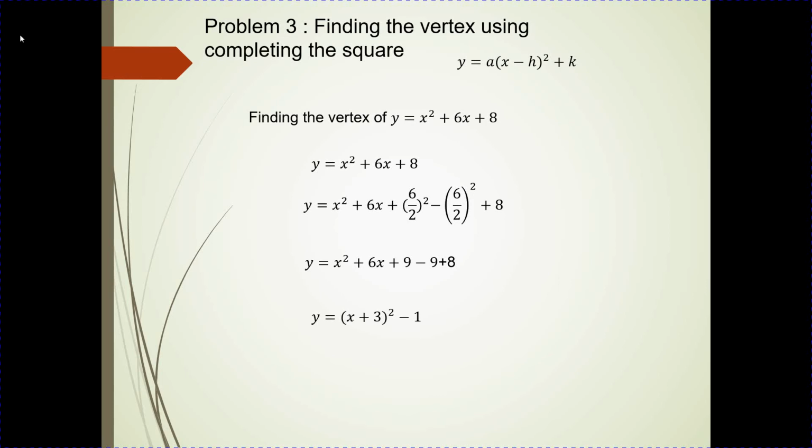This is it, which means that you convert the given quadratic expression into vertex form. Because it's written in vertex form, you can find h and k, which is the vertex of the quadratic expression. The value of h is -3 and the value of k is -1, therefore the vertex becomes (-3, -1). So we can apply the completing the square method to write the quadratic expression in vertex form and to find the vertex of a quadratic expression. So this is problem 3. Now let's go to problem 4.